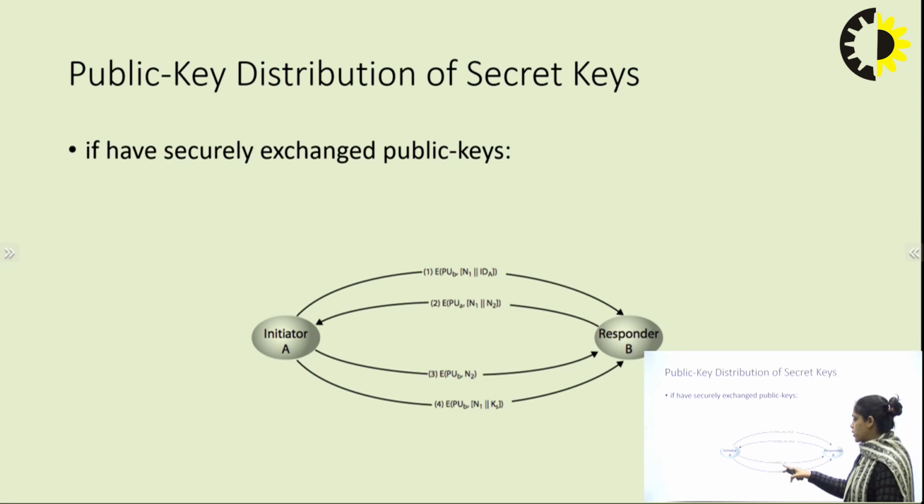In number 3 you can see again A is sending nonce 2, which is encrypted with the help of the public key of B. And finally it is sending the session key with nonce 1, which is encrypted with the public key of B. So like this, public key distribution of secret keys takes place.